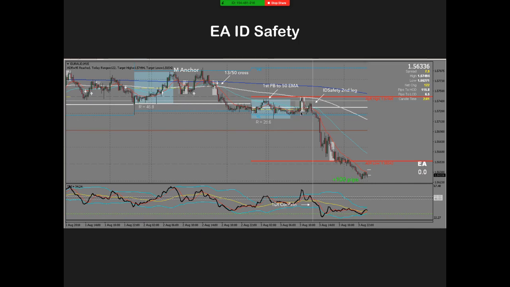So that was your ID safety second leg. You see why it was a second leg is because your ID 50 was here. This was your entry here on this signal line cross. And it did come down a little bit, but then it came back and hit your stop, and then it gave you a second leg. So this was your ID safety second leg.